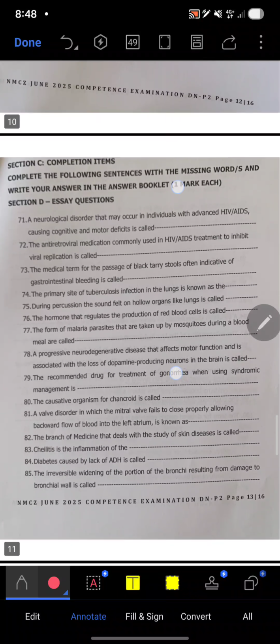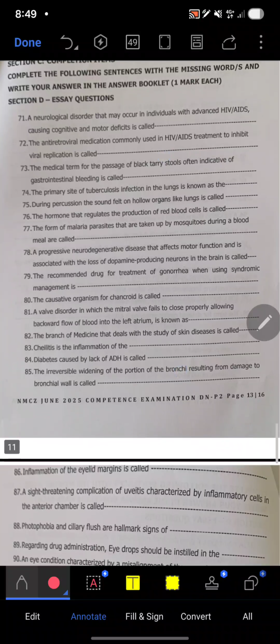71 says, a neurological disorder that may occur in individuals with advanced HIV or AIDS causing cognitive and motor deficit is called, the correct answer here maybe is psychosis, of course. 72. The antiretroviral medication commonly used in HIV and AIDS treatment to inhibit viral replication is called, the answer is tenofovir.